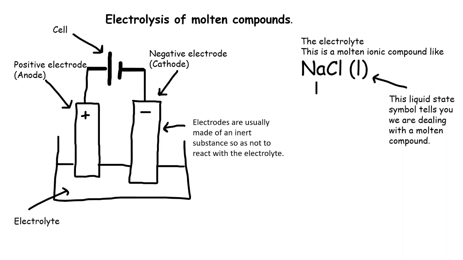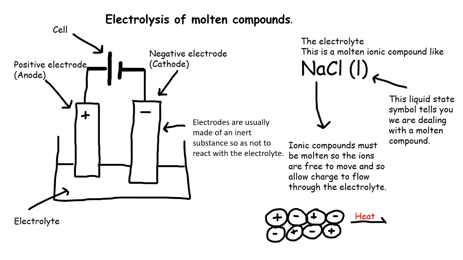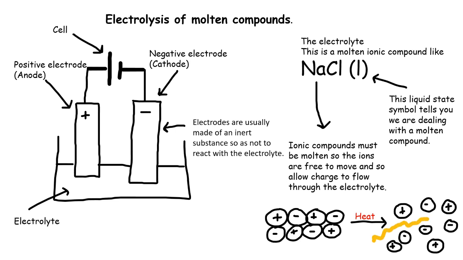The (l) in brackets is the state symbol. The fact that it's liquid tells us that it's a molten compound we're dealing with. Ionic compounds must be molten, so the ions are free to move and allow charge to flow through the electrolyte. We can see here a solid state ionic compound melted with heat, allowing electricity or current or charge to flow.